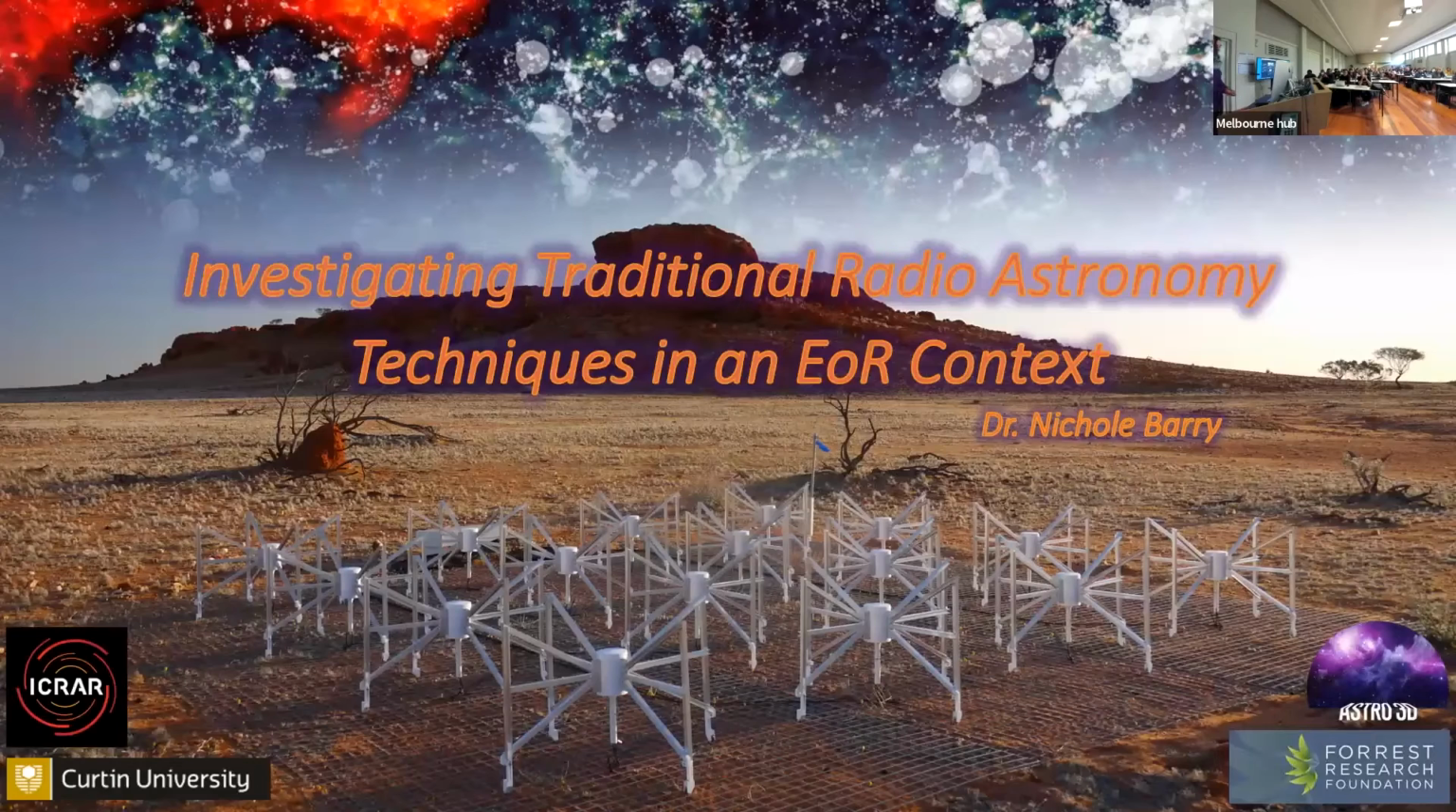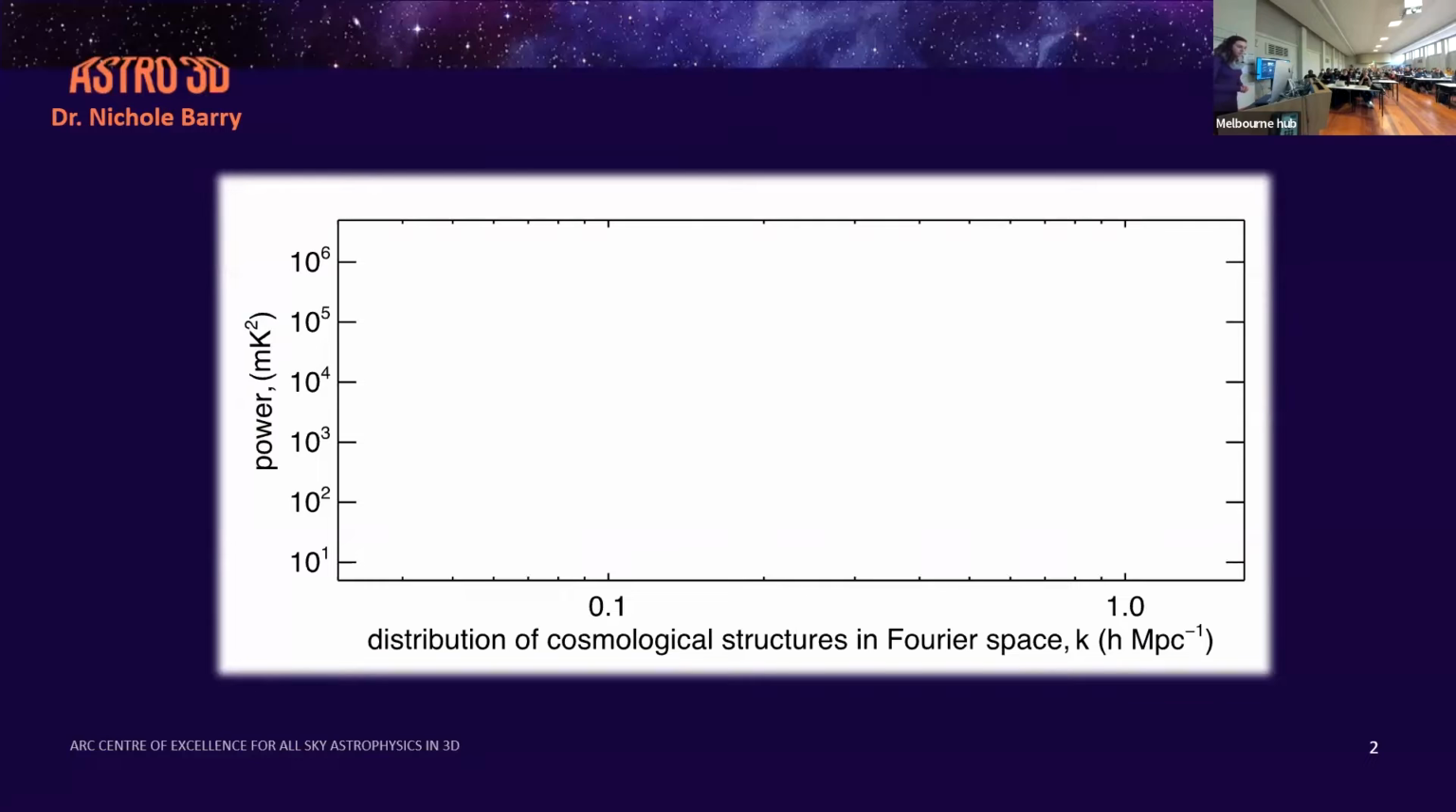So I want to do a little bit of a deep dive, and I'm going to try to bring it back and talk about the general concepts that I'm talking about, because it can get quite technical. But first things first, what is a power spectrum? What are we trying to do here? We're trying to measure the epoch of reionization and its distribution of cosmological structures in Fourier space.